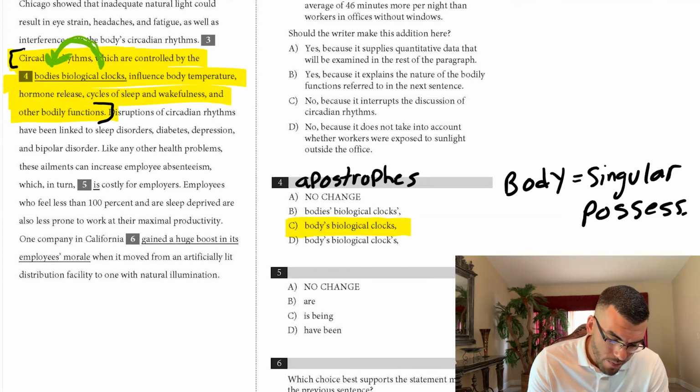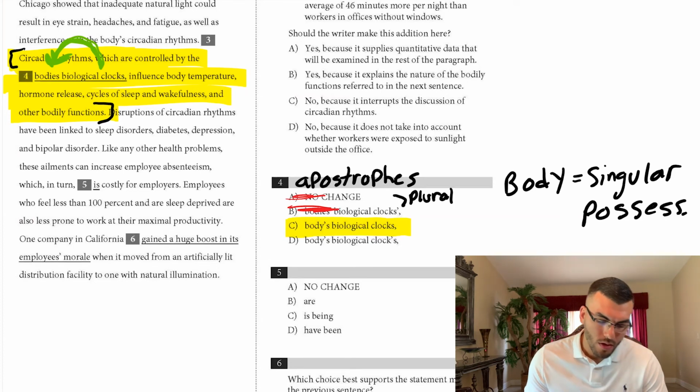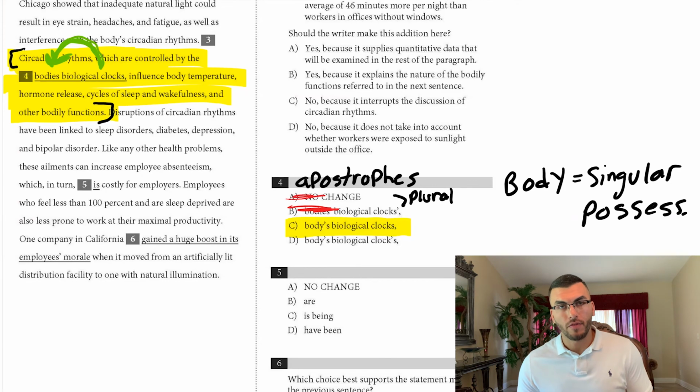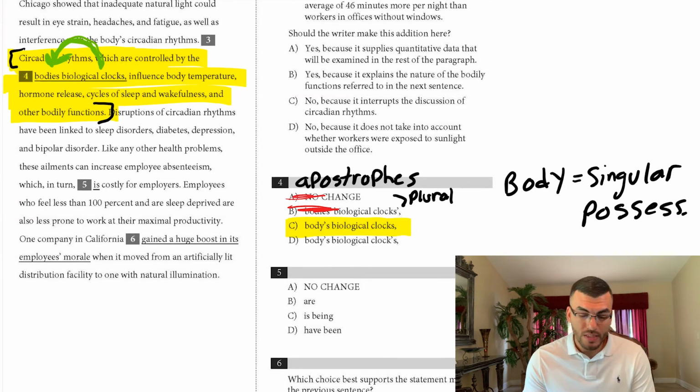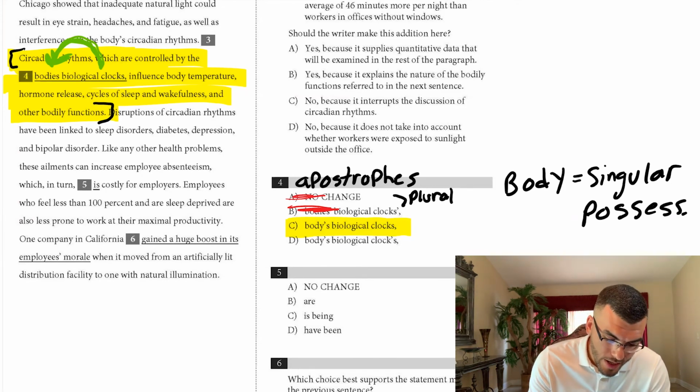Choice A and B are incorrect because bodies is plural, and we need the singular form of body. So what's the main difference between choice C and D? Now that body has been the same for both of them, the difference is clocks.